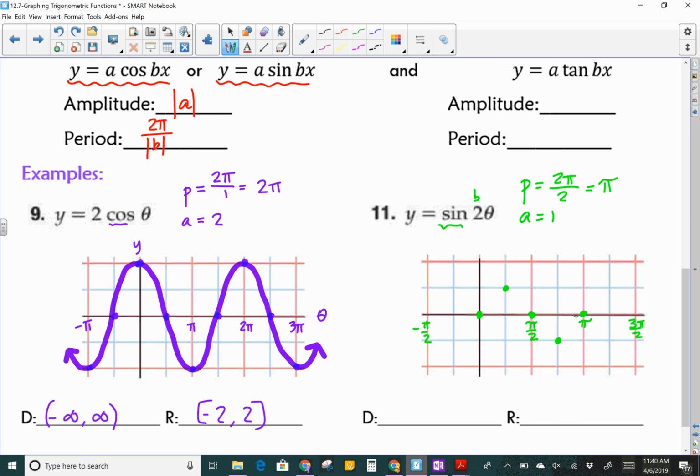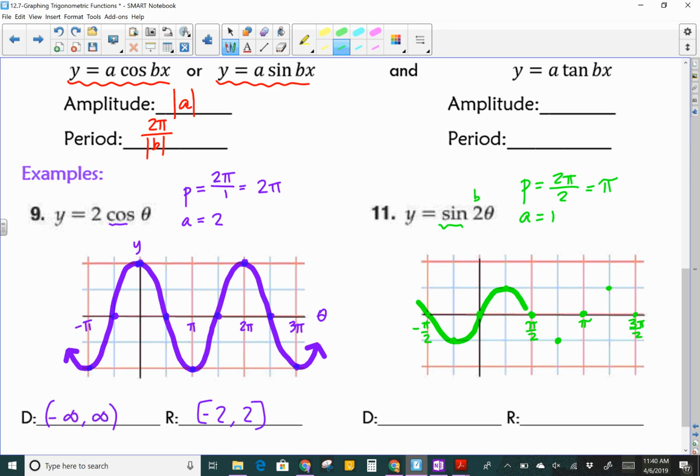So where am I getting those points? Again, from that parent function that we did at the very beginning. And then I just have to fill up my graph so I can get 2 complete cycles. And then we're going to connect them.